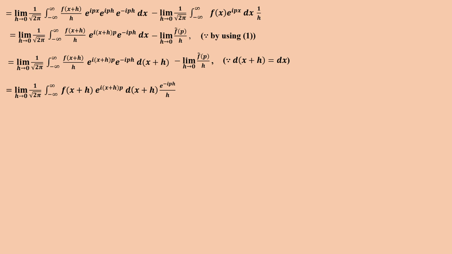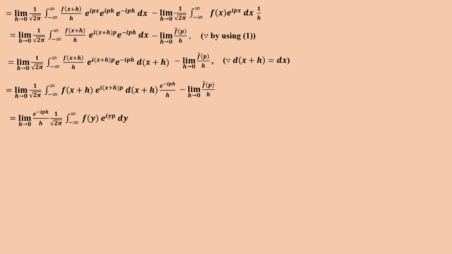So this is equal to limit h tends to 0, 1 by root 2 pi, integral minus infinity to plus infinity, f of x plus h, e power i(x plus h)p, derivative of x plus h, into e power i p h by h, minus limit h tends to 0, f bar of p by h. This is equal to limit h tends to 0, e power i p h by h. Take it outside from the integral because integration is with respect to x plus h, right?